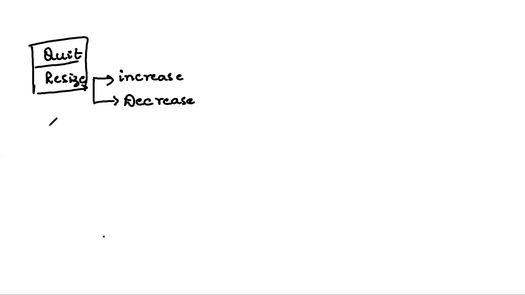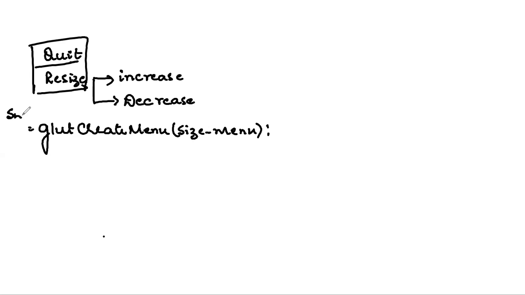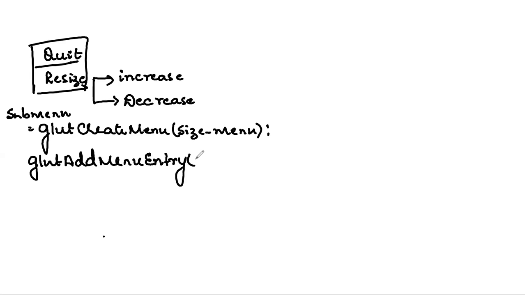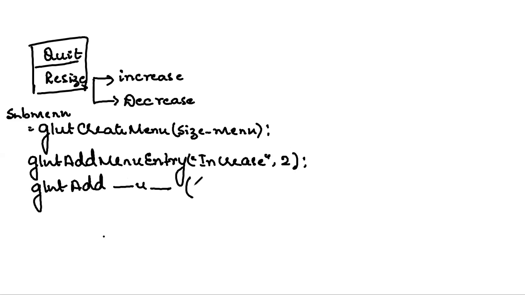First, let us create a menu. In order to do so, we have glutCreateMenu, and let us call it size menu, and let us store this ID in a variable called submenu. So this becomes the ID of this menu. Now in order to add the entries, glutAddMenuEntry with two arguments. One is the string increase, and the number is the second argument. Next, let us add glutAddMenuEntry to create one more entry. I'll call it decrease, and then I'll say the option is 3.